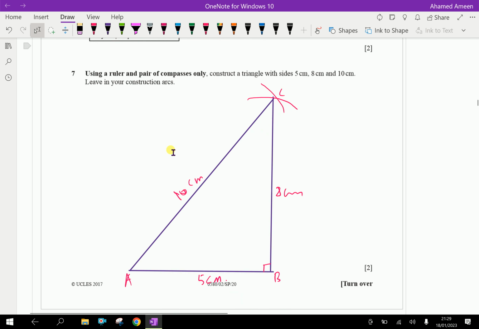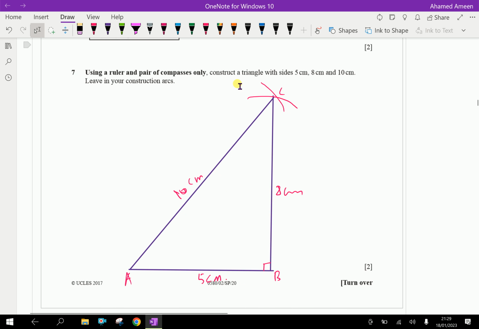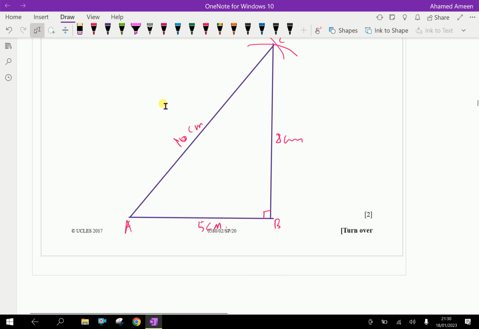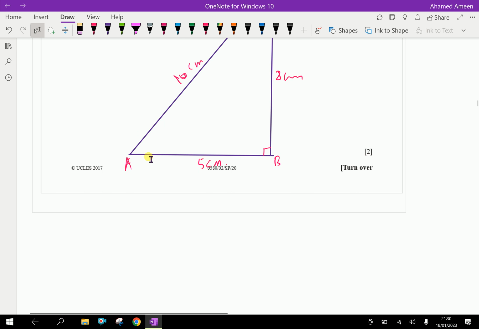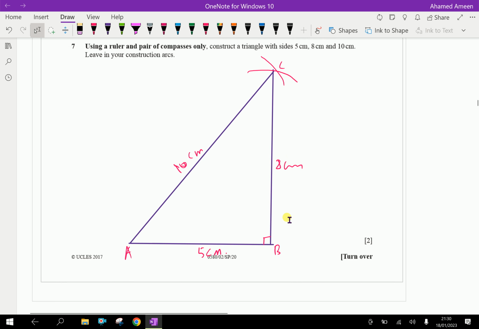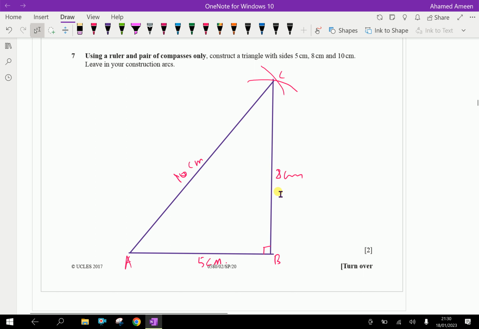Next, using ruler and pair of compasses only, construct a triangle with sides 5 cm, 8 cm, and 10 cm. Leave your construction arcs. This figure is not to scale. Here, you have to draw a line AB horizontally 5 cm, put the compass point here and draw an arc of 8 cm, then put the point here and draw a 10 cm arc cutting the previous arc. Both meet at point C, join AC and BC. This gives a triangle ABC.